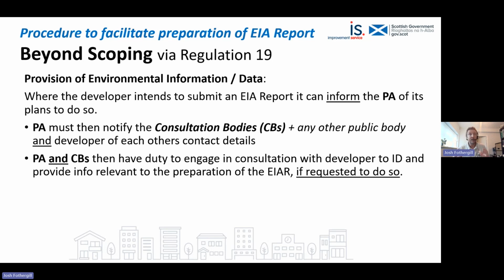So effectively under this regulation, under a Regulation 19 process, the developer can inform you as the planning authority that they intend to submit an EIA report, and that should again trigger a formal process. You notify the consultation bodies and any of those other public bodies you found relevant, and the developer, of each other's contact details so that they can get in touch with each other. And then there's a duty to engage and identify relevant information if the developer follows up to say, please, can you tell me if you've got any information on this site or this river or whatever else it might be.